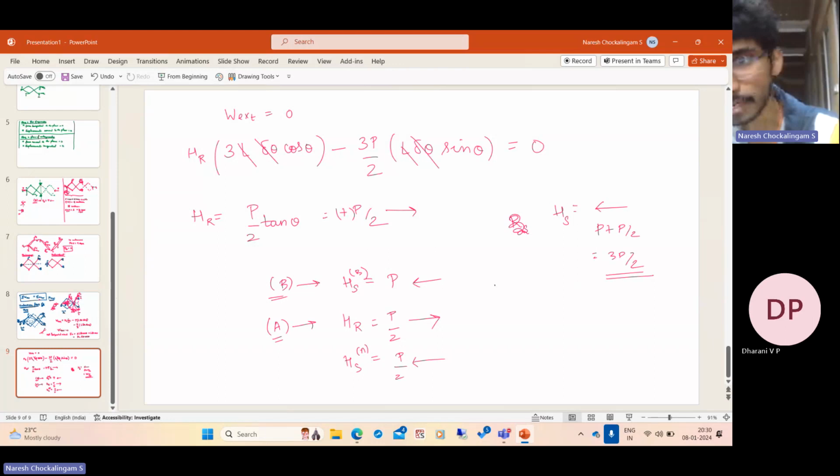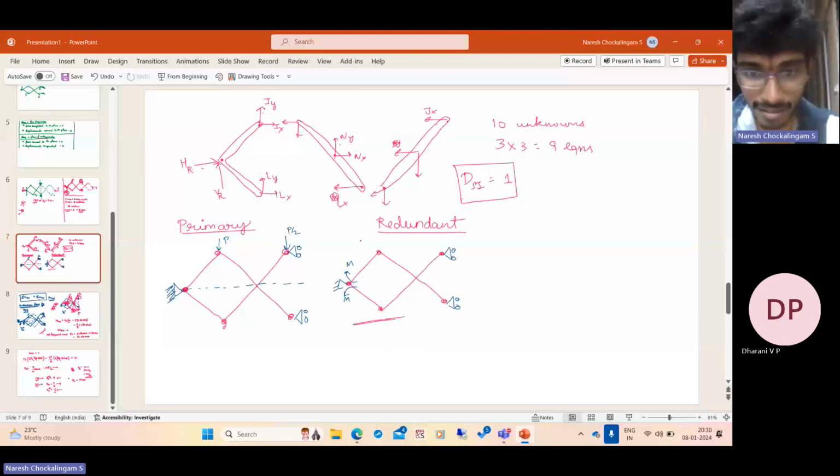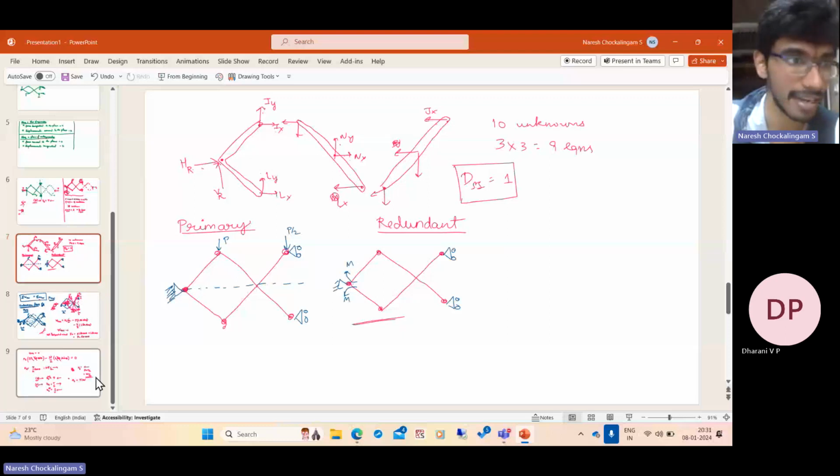So if that hinge is there, if you solve the primary structure, you get the horizontal reaction at S as 15 kilonewtons, which is 3P by 2. But unfortunately, that is the accepted answer, but that is not true. You need to superpose with another part, which is the redundant structure. Now let us solve this. Although the accepted answer in GATE is 15, that's not the right answer, unfortunately.